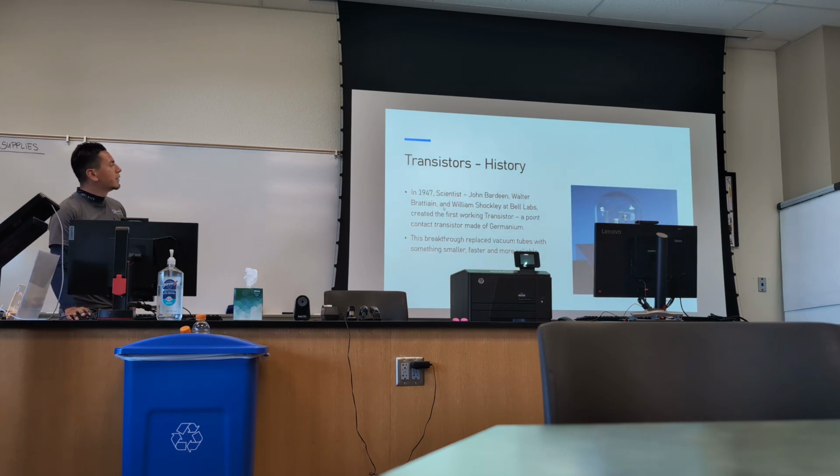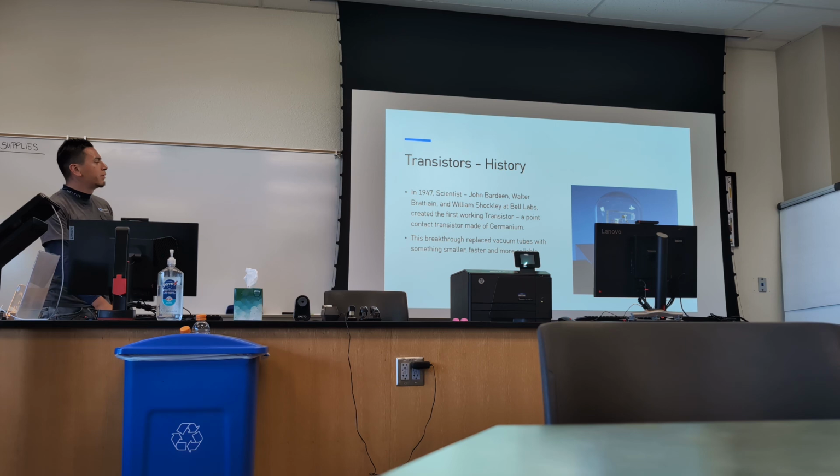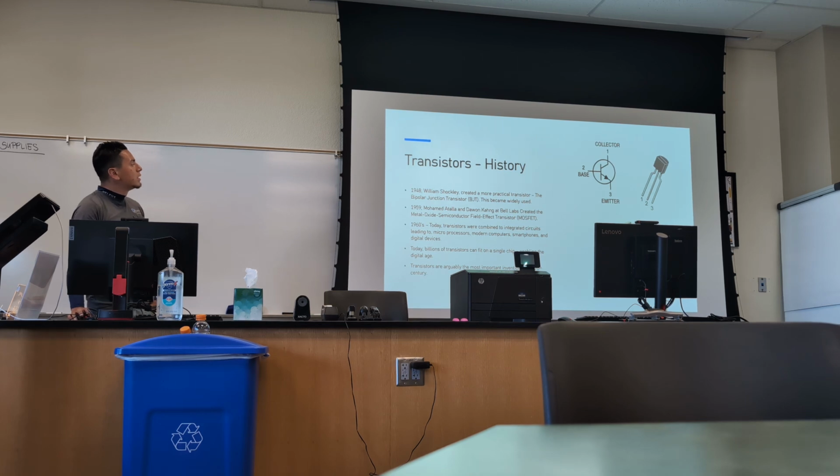In 1947, scientists John Bardeen, Walter Brattain, and William Shockley at Bell Labs created the first working transistor. It was a point contact transistor made out of germanium. This breakthrough replaced vacuum tubes with something smaller, faster, and more reliable. In 1948, William Shockley created a more practical transistor, the bipolar junction transistor. This became widely used. This one right here.